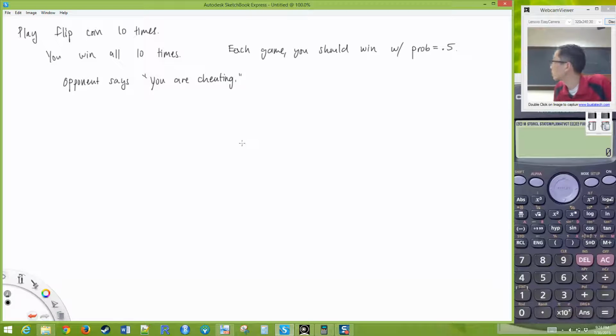Okay? Opponent says, you are cheating. Okay, again, you're going to try the same, I was just lucky defense. Just lucky. So we can say, well, if you are playing fair, how lucky do you have to be to win 10 games out of 10?